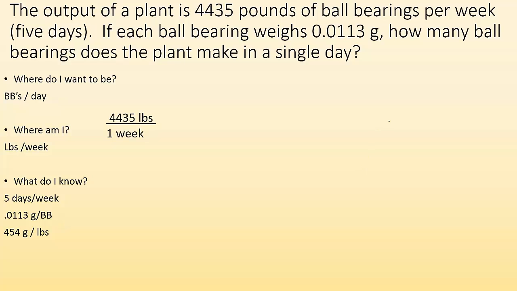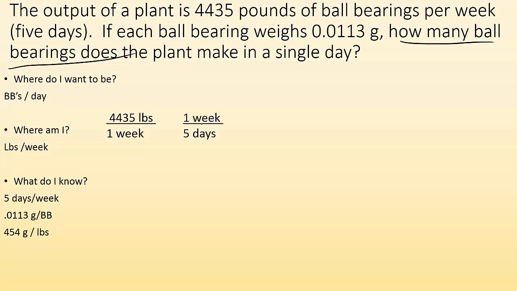All right, so I have 4,435 pounds per week. I'm going to start with the pounds up top because it wants quantity, right? How many ball bearings does the plant make in a single day? That's per day, so I want the time on the bottom and the amount on top. So I've got 4,435 pounds in a week. Well, how do I go from pounds to grams, and how do I go from weeks to days? Well, I can start with weeks to days. I know that 1 week is 5 days.